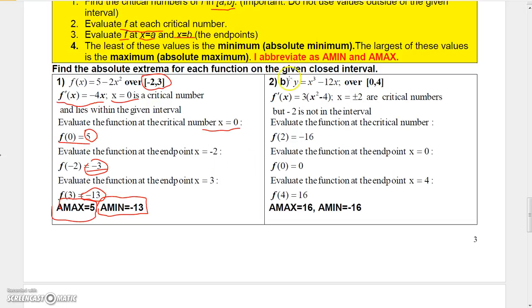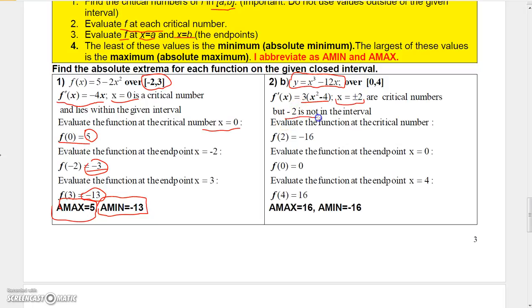Okay, this time I'm going to look at the function y equals x cubed minus 12x over the interval from 0 to 4. So I'm going to take the derivative. The derivative is 3x squared minus 12, but if I factor a 3 out, I get 3 times x squared minus 4. Now if you set this equal to 0 and solve it, you'll get two critical numbers, x equals 2 and -2. But here's the catch.